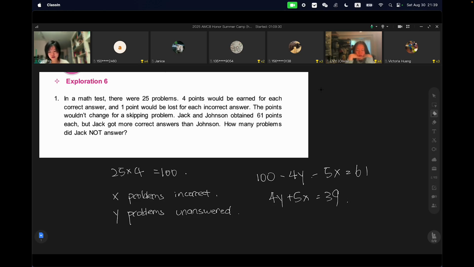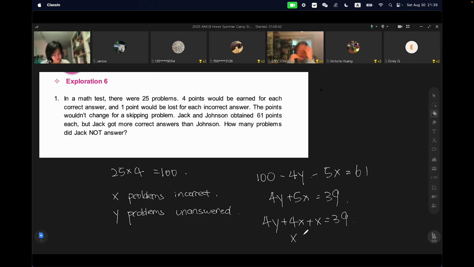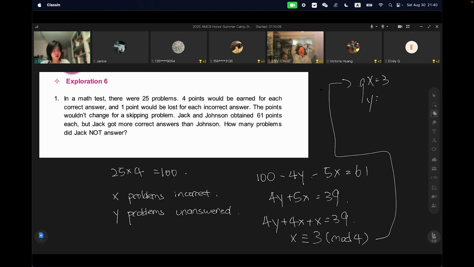And the solution of this indefinite equation, let's first look at it. 4y plus 4x plus x equals 39, which implies that when divided by 4, x has a remainder of, when 39 is divided by 4, it has a remainder of 3. So x is also going to be congruent to 3 mod 4. So the first possible solution for x is going to be x equal to 3. And when we plug it in, we find out that 4y would be equal to 39 minus 15, which is 24. So y is equal to 6.